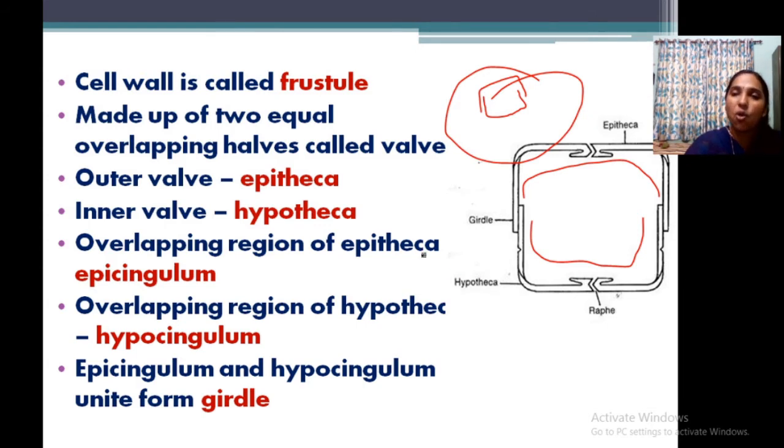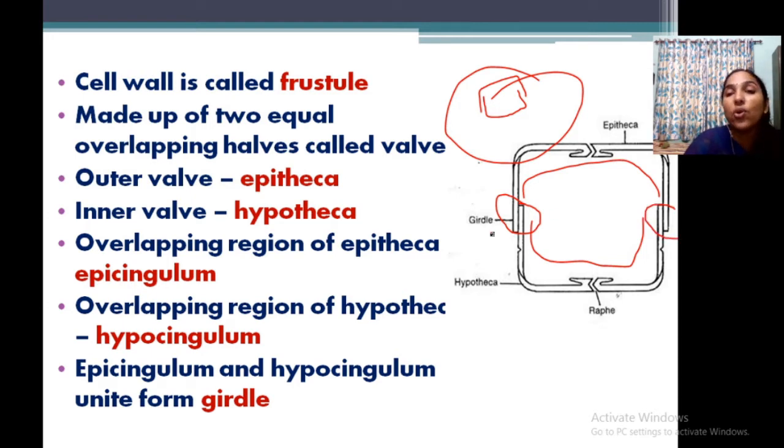Now another, there is an overlapping region. You can see this region, this is the overlapping region, two walls. In the case of the epitheca, the upper side overlapping region is called epicingulum. The hypotheca overlapping region is called hypocingulum. But together you can call it what? Girdle. So the overlapping region is termed what? Girdle. That is very important. The overlapping region is called girdle.